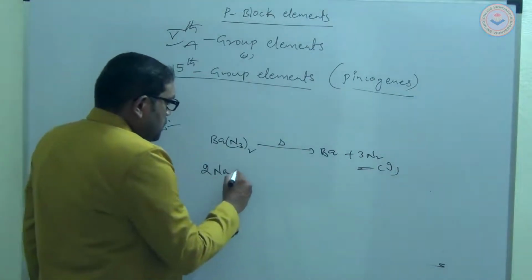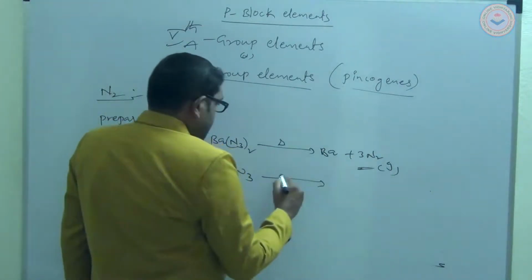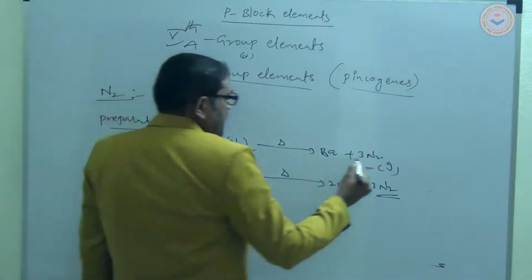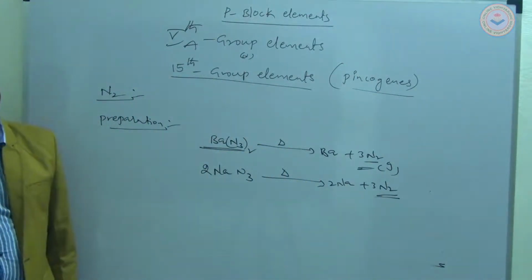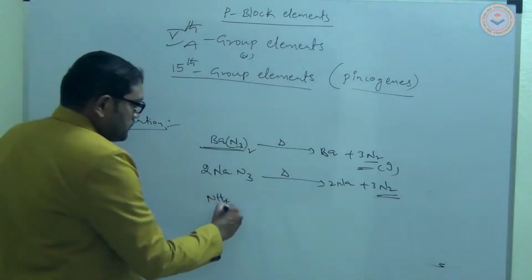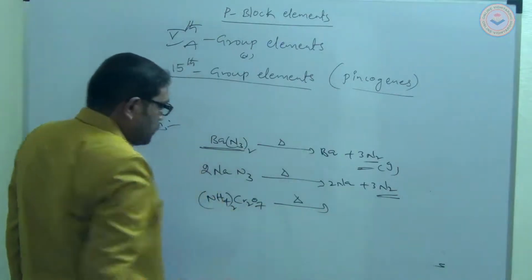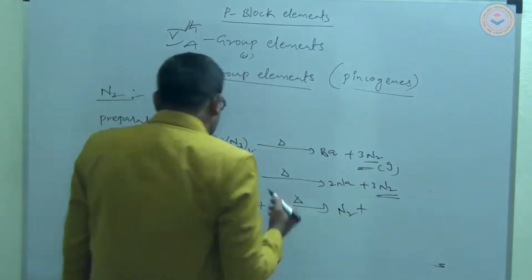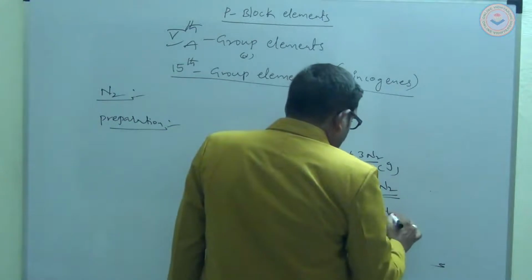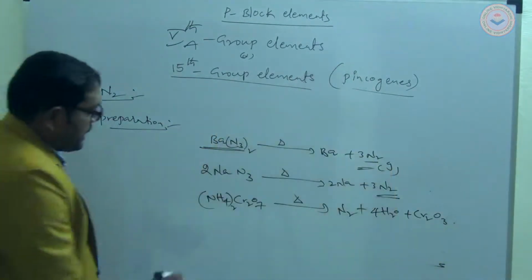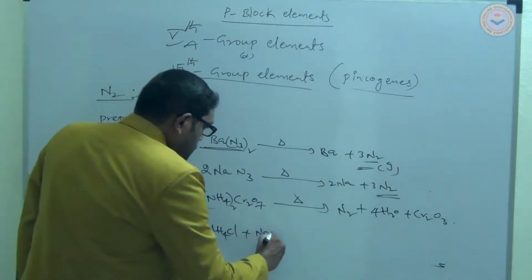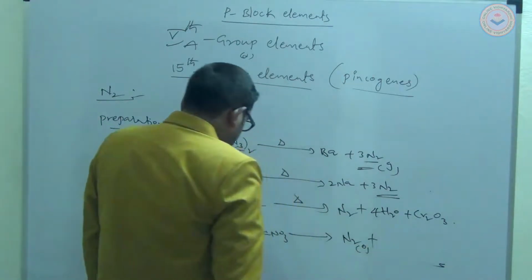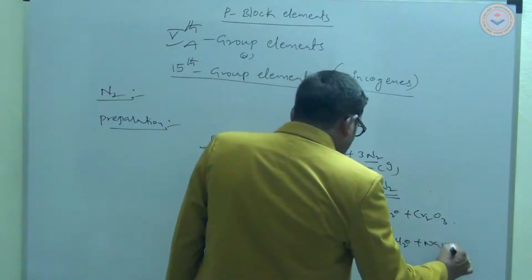Even 2 moles of sodium azide, by thermal decomposition, also give the purest form of nitrogen. It is also prepared from ammonium dichromate by thermal decomposition, which releases nitrogen gas plus 4 moles of H2O plus Cr2O3. And also the reaction of ammonium chloride with sodium nitrite releases nitrogen gas plus 2H2O plus sodium chloride.